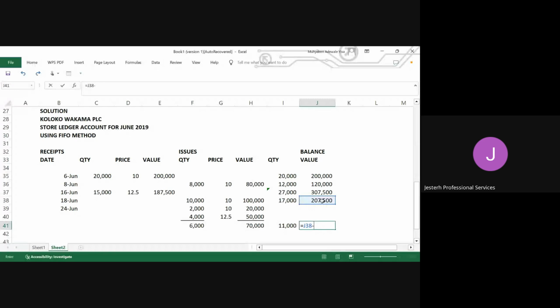From it we are able to issue out the goods that are worth 70,000. Then what is going to remain is 137,500. I want to believe you are all with your calculator and following me as I'm doing it. Now, what we have in the store is 11,000 units valued at 137,500.